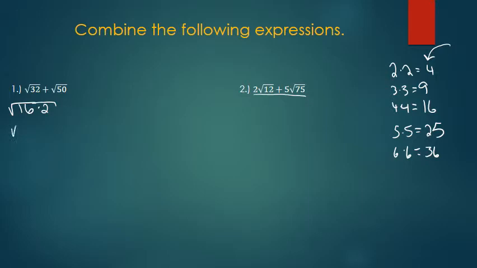Okay, and then I am separating that, the square root of 16 times the square root of 2. Now, what is the square root of 16? Well, it's 4, so that becomes 4 root 2, and that is the square root of 32 fully simplified. Now I need to do the same thing for the square root of 50. So again, I go to my list of perfect squares, and I see that 4 doesn't go into 50, 9 doesn't go in, 16 doesn't go in, but 25 does go in.